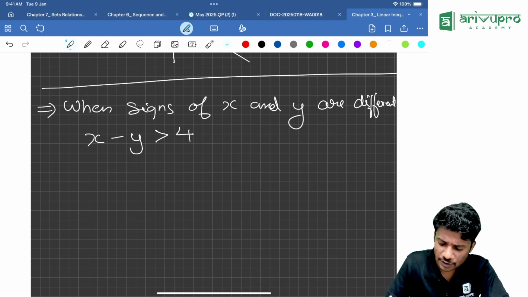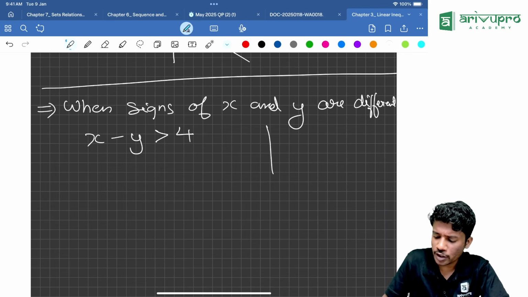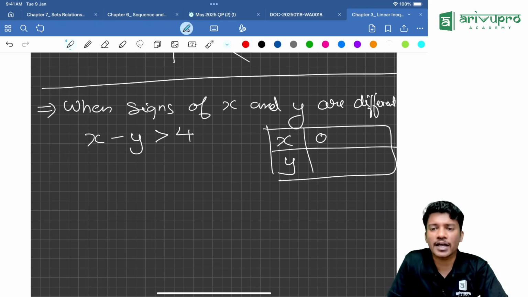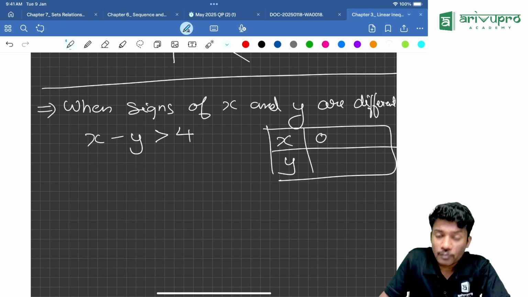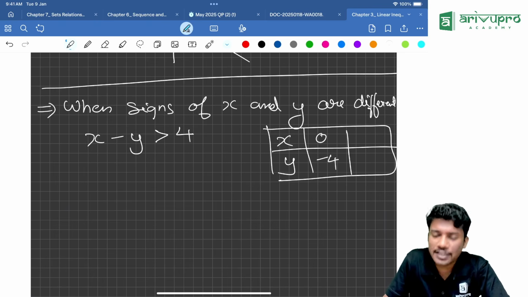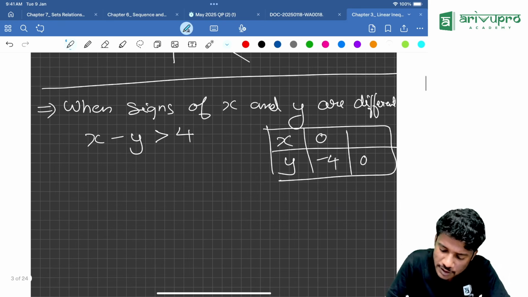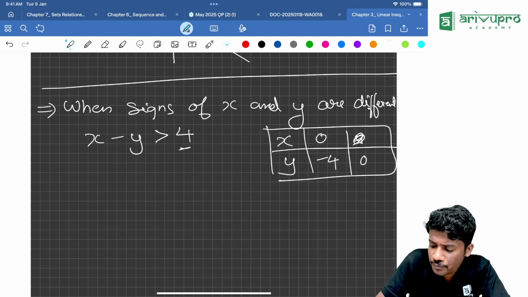Now, you need to find the values. Your normal method we will do. When x is equal to 0, what is the value of y? 4 or minus 4? Minus 4. When y is equal to 0, what is the value of x? Plus 4 itself. Correct?